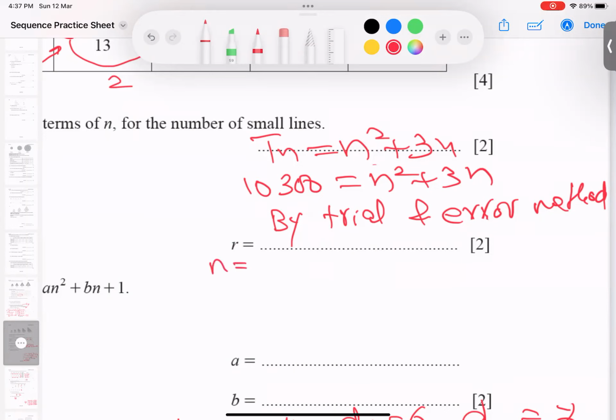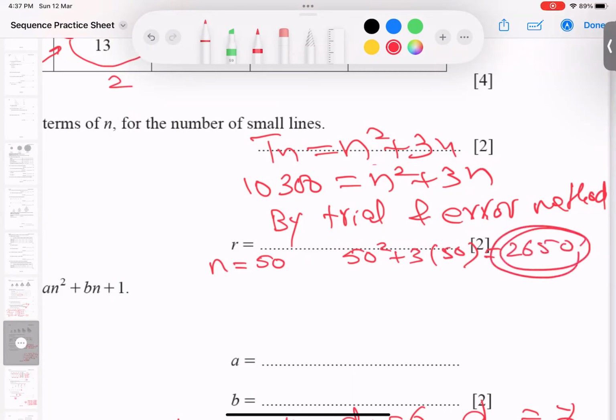Let's try. I plug in 50 in the place of n. When I plug in 50 here and 50 here, let's see what happens. 50 to power 2 plus 3 times 50. It is giving me 2650, which is far, far away from the number.